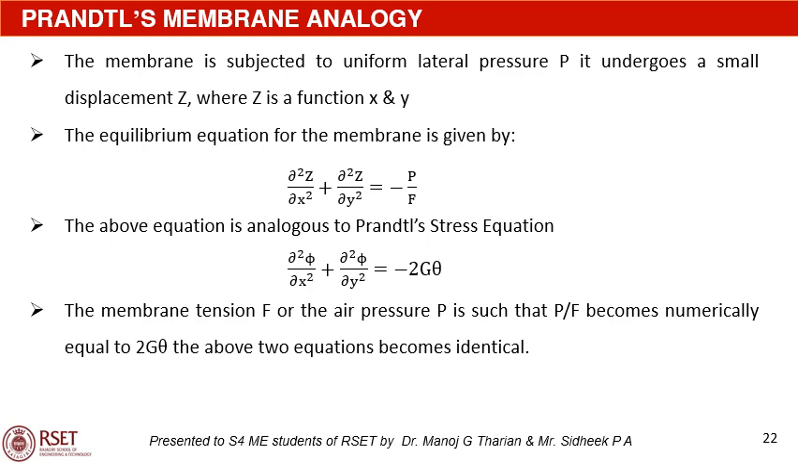The equilibrium equation for the membrane is given by del square Z by del X square plus del square Z by del Y square equal to minus P by F. The above equation is analogous to Prandtl's stress equation del square phi by del X square plus del square phi by del Y square equal to minus 2G theta. If the membrane tension F or the air pressure P is adjusted such that P by F becomes numerically equal to 2G theta, then the above two equations are identical.